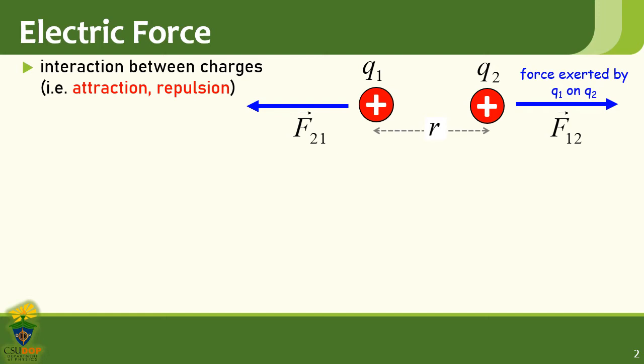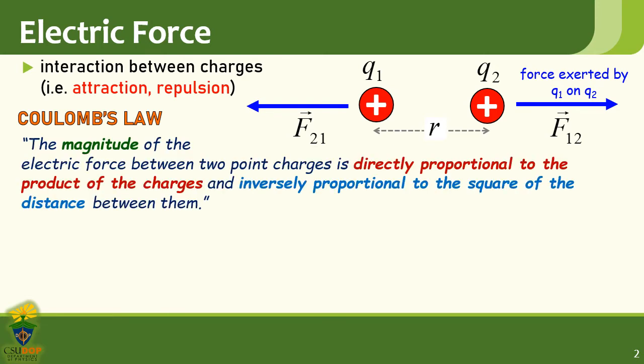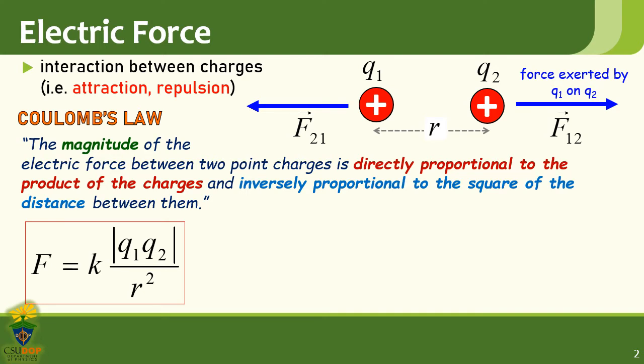The magnitude of the electric force between two charges was measured in an experiment done by Charles Augustin de Coulomb. He found out that the magnitude of the electric force is directly proportional to the product of the charges and inversely proportional to the square of the distance between them. This is neatly summarized by this equation, which then came to be called Coulomb's law.